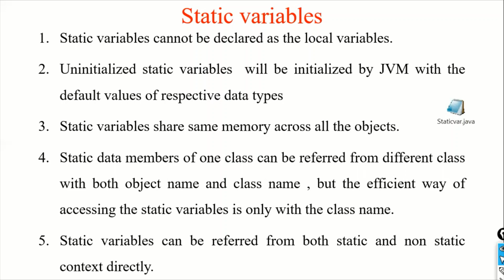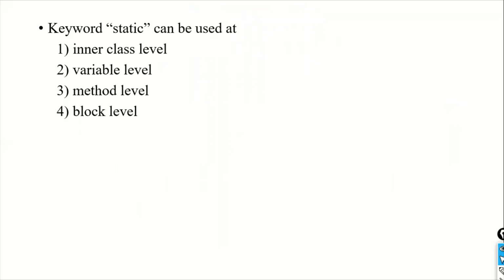All the static data members can be referred with the help of object name and class name. But the efficient way of accessing is with the class name only. Static variables can be referred from both static and non-static context. The static keyword can be used at class level, variable level, method level, and block level.